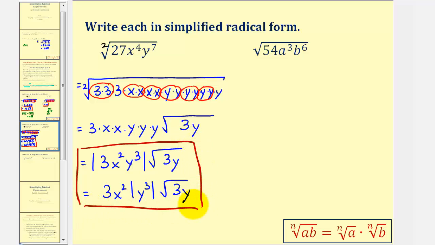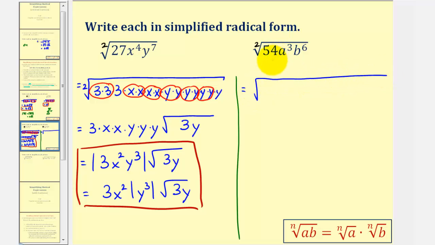Next, we have the square root of 54 a to the 3rd b to the 6th. Again, the index is 2. And then for the prime factorization of 54, 54 is equal to 9 times 6. 9 is equal to 3 times 3. And 6 is equal to 3 times 2. We have 3 factors of a and 6 factors of b. And again, the index is 2.